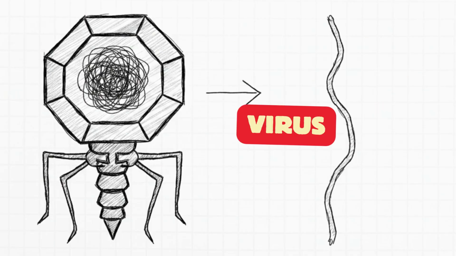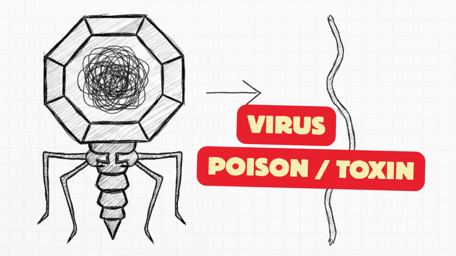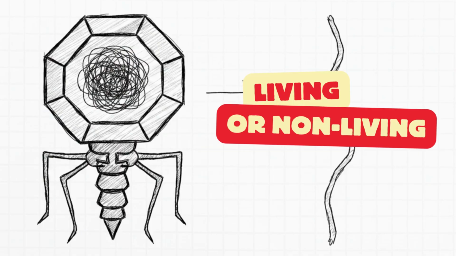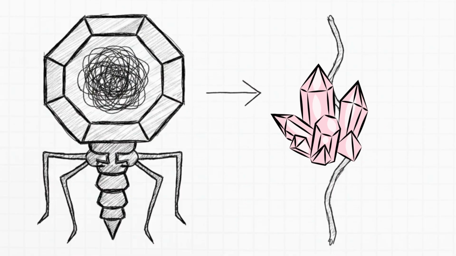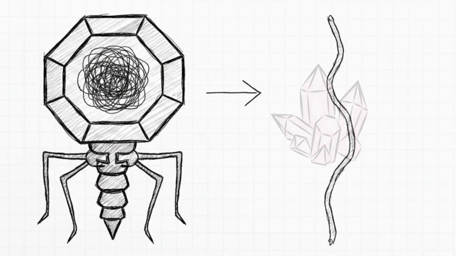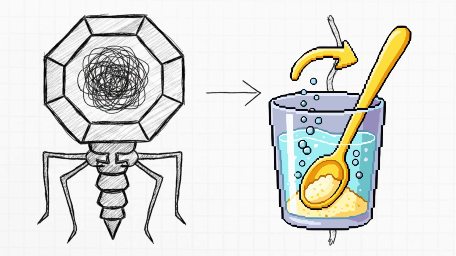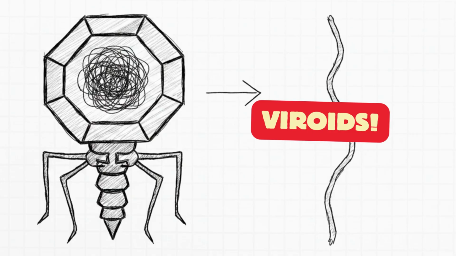which historically were just dubbed poisons or toxins. Viruses really blur the line between living and non-living. They possess DNA or RNA and have a protein coat which allows them to replicate inside a host. Remarkably, they can actually be crystallized, just like chemical compounds, sit on a shelf for decades and then remain dangerously infectious the very moment they are dissolved in water. It's wild.